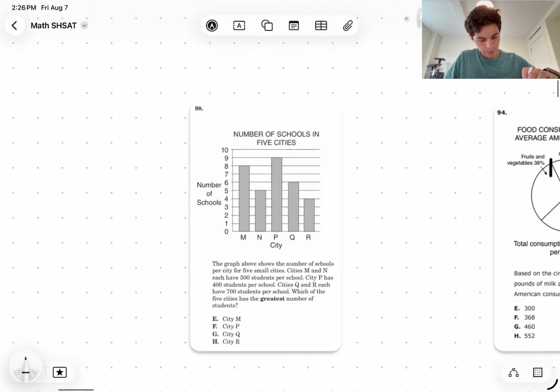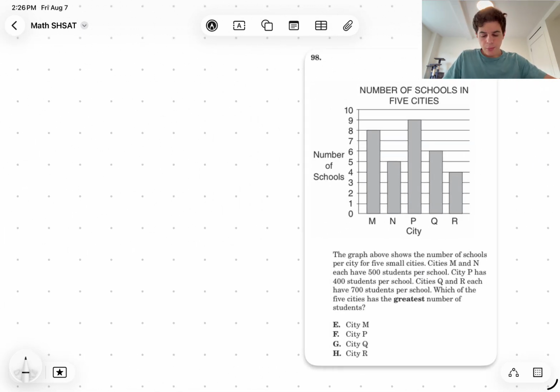So here we have our first problem. The graph above shows the number of schools per city for 5 small cities. Cities M and N each have 500 students per school. City P has 400 students per school. Cities Q and R each have 700 students per school. Which of the 5 cities has the greatest number of students? Okay, so cities M and N have 500, city P has 400, and cities Q and R have 700.